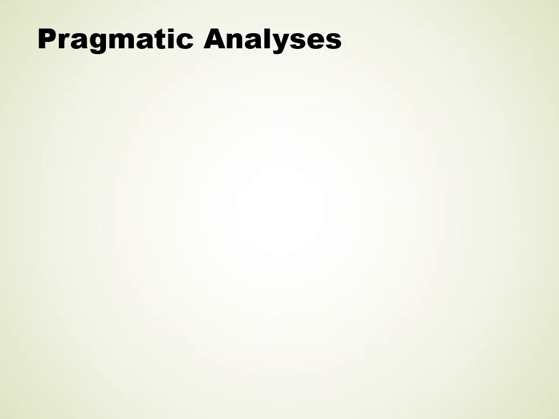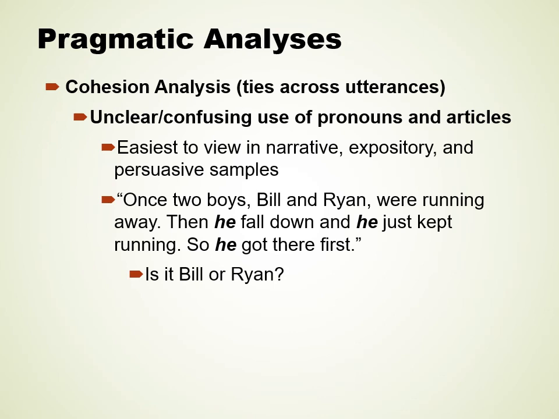A final kind of pragmatic analysis is a focus on cohesion. And similar to mazes, cohesion really cuts across pragmatics, semantics, and syntax. But cohesion is defined as ties across utterances, and we can usually view cohesion errors through unclear or confusing use of pronouns and articles. You might see more of these errors in narrative, expository, and persuasive samples, because in these kinds of samples, students have to take multiple turns in a row to complete the sample.